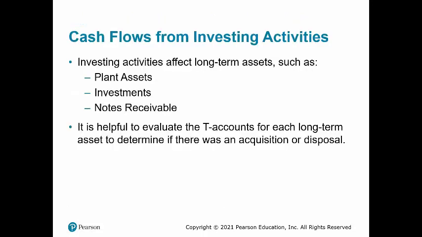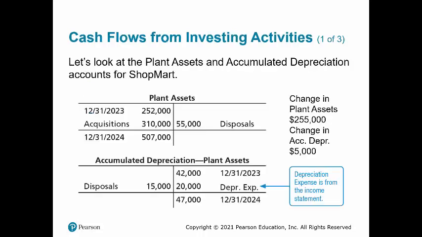Next, we're going to talk about how to determine the cash flows from investing activities. If you remember from the first presentation, investing activities affect long-term assets such as property, plant, and equipment, investments, and long-term notes receivable. It's helpful sometimes to use a T account to analyze the transactions that have affected these long-term assets so that we can determine if there were any acquisitions or disposals.